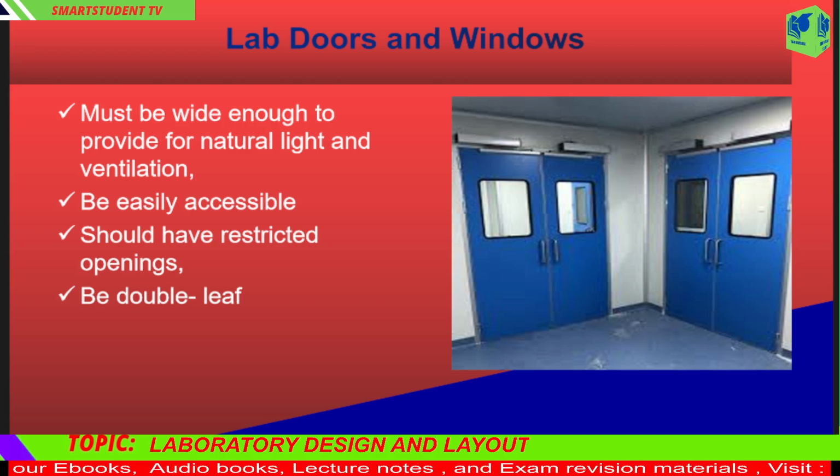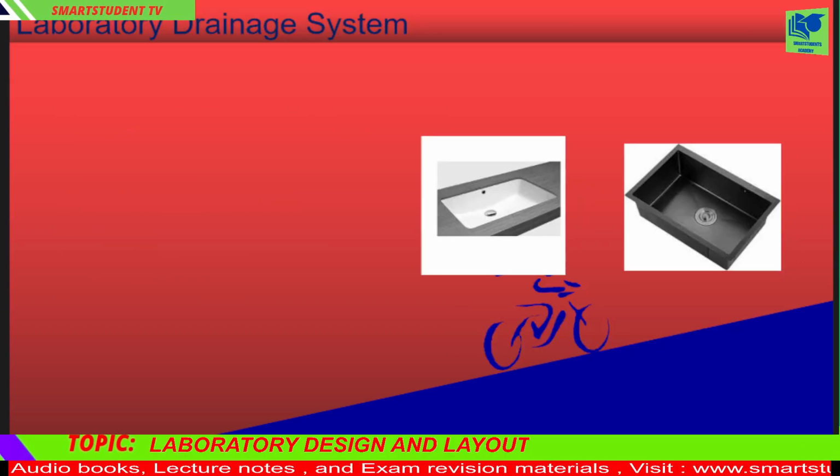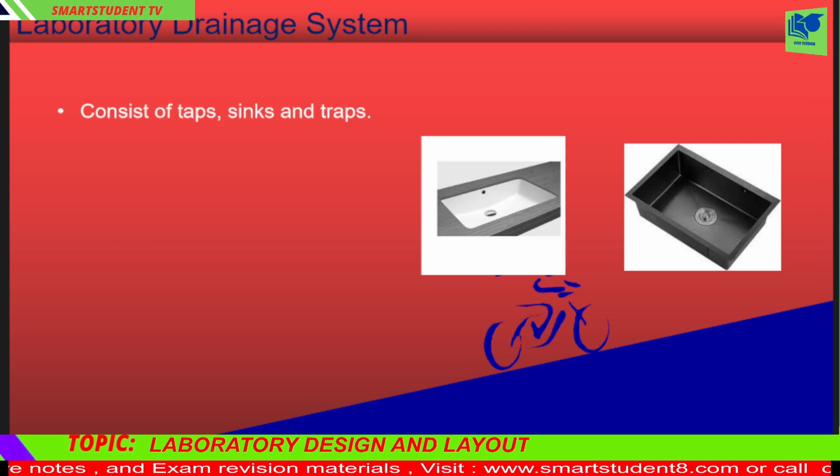5. Laboratory drainage system. The laboratory drainage system plays an important role in the supply of water and disposal of laboratory effluents. It consists of taps, sinks, and traps. The layout of the drainage system is an important aspect that must be thoroughly considered during laboratory design. The water supply tanks should be positioned high enough to provide pressure to operate science equipment.